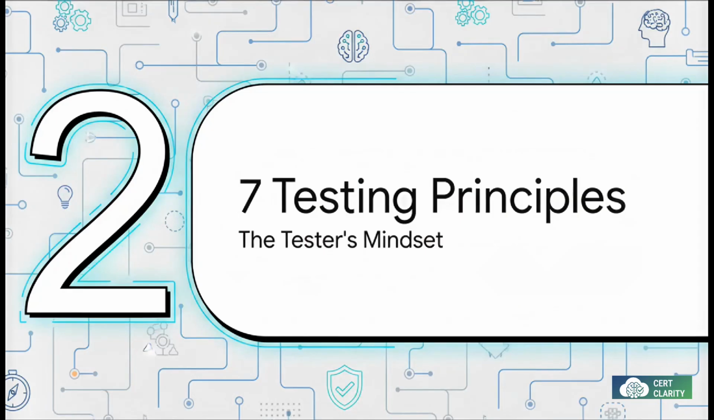All right, let's get into the mindset. What makes a great tester? Well, it starts with these 7 principles. This is like the DNA of the profession. These core beliefs guide every single decision a tester makes, and they are absolutely fundamental.